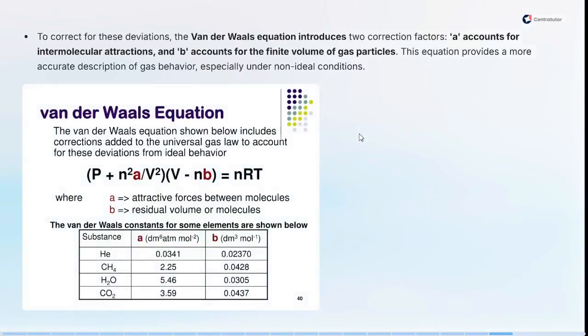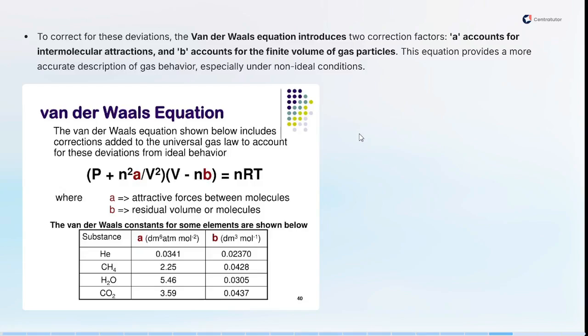So now, in order to account for the deviation of real gases from ideal gases, there was a formula that was coined out, and this formula is called the Van der Waals equation. And this equation was introduced by the scientist Van der Waals, and in trying to accommodate for these behaviors under high pressure and low temperature, he introduced two parameters in the normal real gas formula.